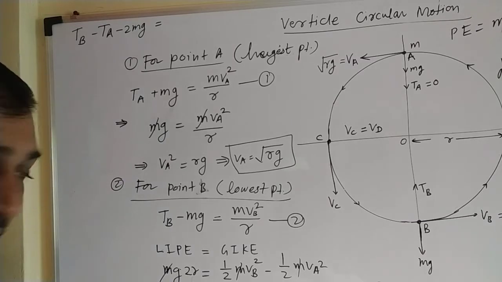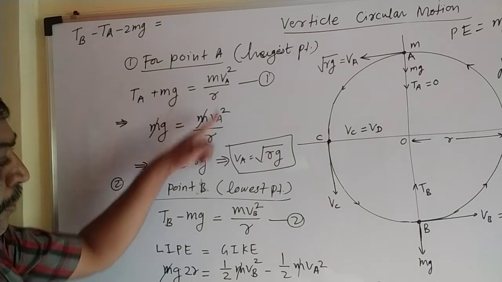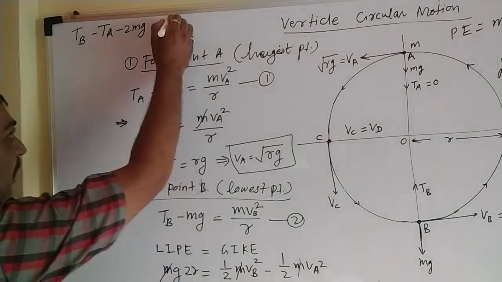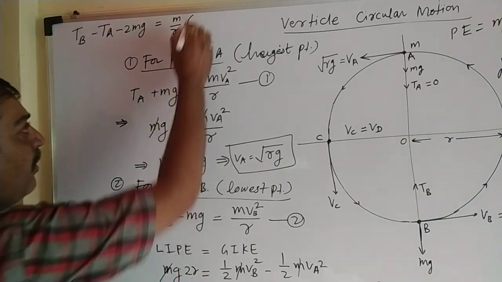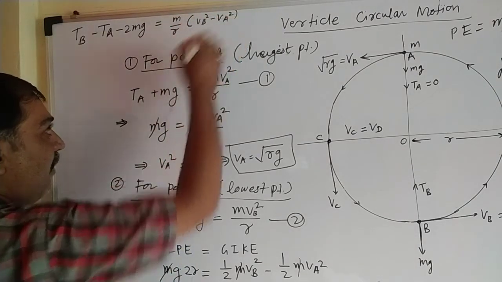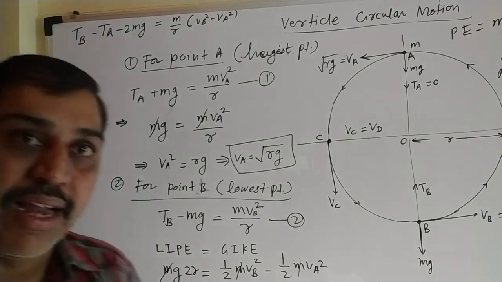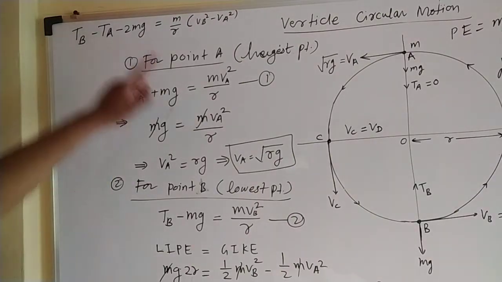Let's go to the right hand side now. What is that right hand side? See, m by r is common, so we can take it common. M divided by r in the bracket, vB square minus vA square. So that equation we get, that is the change in the tension.